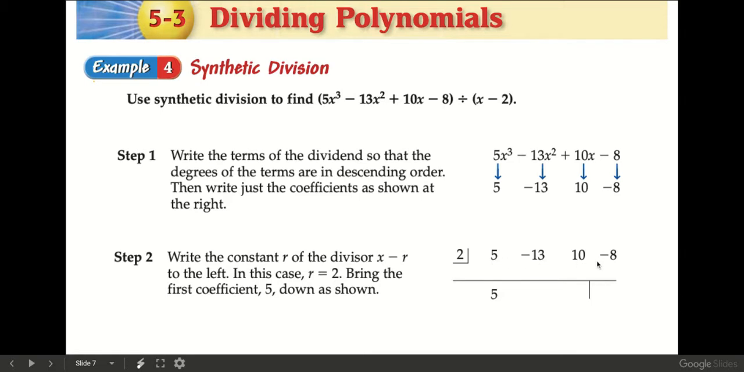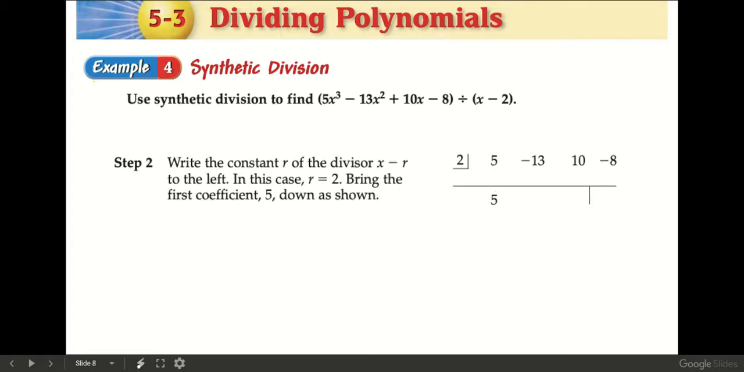We have all our leading coefficients from our dividend, and then we have our r from our divisor, and now we're going to go through the process. The first step is we're going to bring down the first coefficient, right? So 5 automatically gets dropped down to the bottom here, okay? The next step is we're going to do 2 times 5, which is 10.